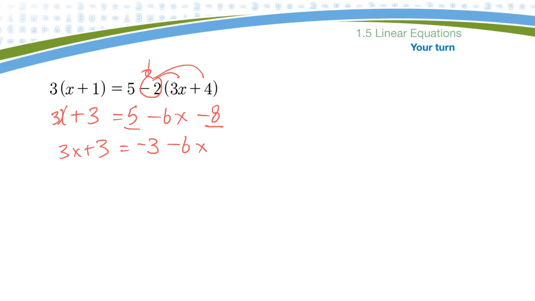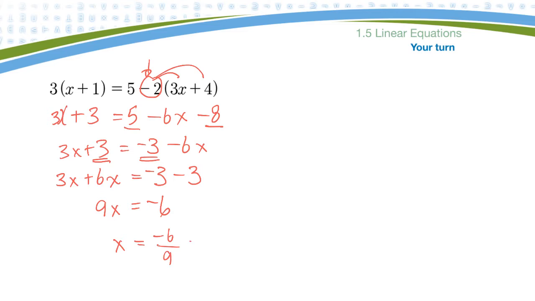Let's move the x's to the left side, so I'll have 3x plus 6x is equal to, over here already I have a minus 3. If I bring this over, it'll become a minus 3. 3x plus 6x is 9x. Negative 3 minus 3 would be a minus 6. Dividing both sides by 9, I get negative 6 ninths, which I can simplify to negative 2 over 3.